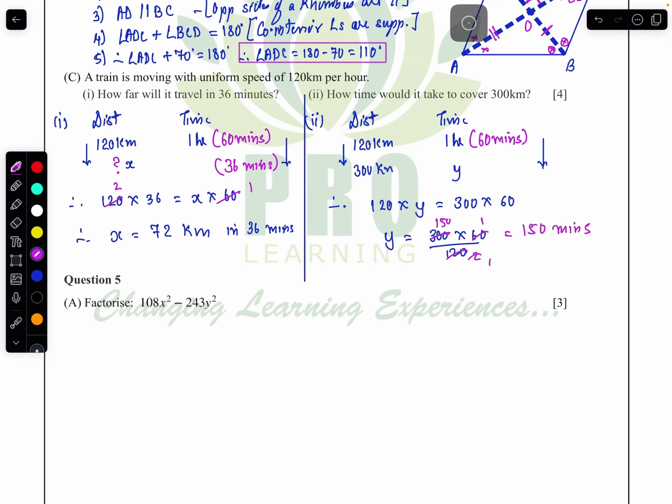Here it says how much time. We can leave the answer as 150 minutes or we can convert it into hours. If you want to convert it into hours, therefore the time required is 60 plus 60 makes 120, plus 30 is left. So 2 hours and 30 minutes is what is needed here.